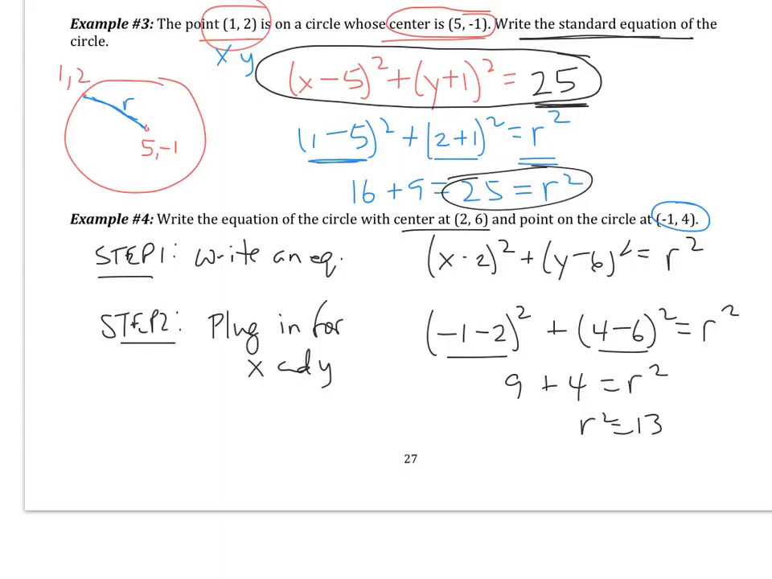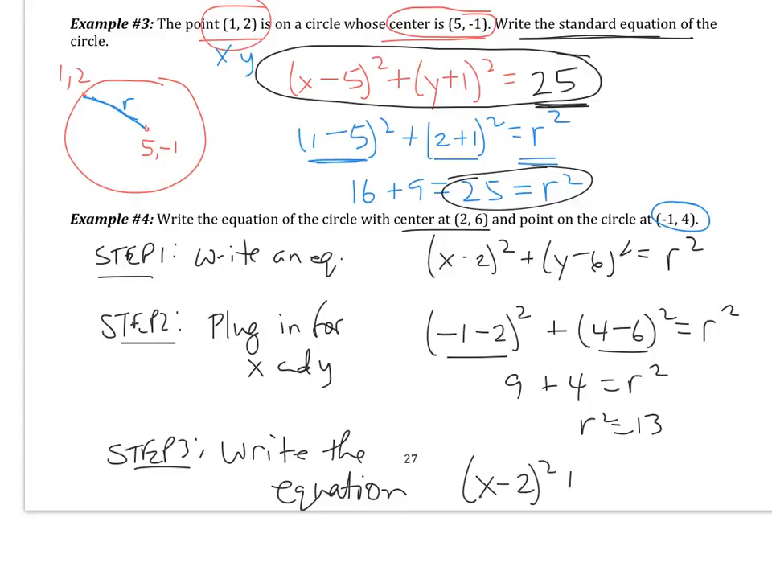Okay, and then the third and final step is going to be to write the equation. Similar to step number 1, but now that you know what r squared is, we can complete it. (x minus 2) squared plus (y minus 6) squared equals 13. And that's what I'm looking for.